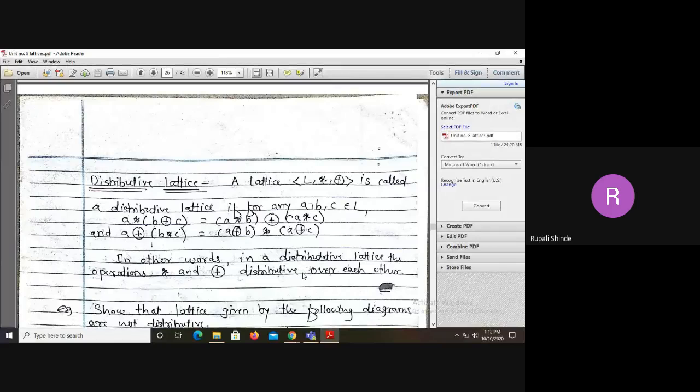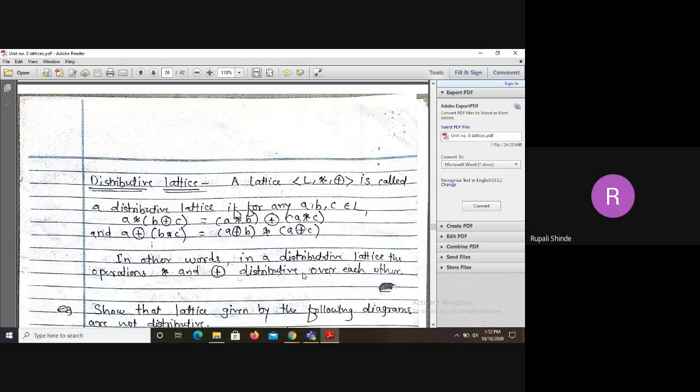Based on this, they may ask you a question like explain types of lattices. In that, you have to first explain the first type as a complemented lattice and the second type as a distributive lattice. Okay. So today we are going to see what is distributive lattice.